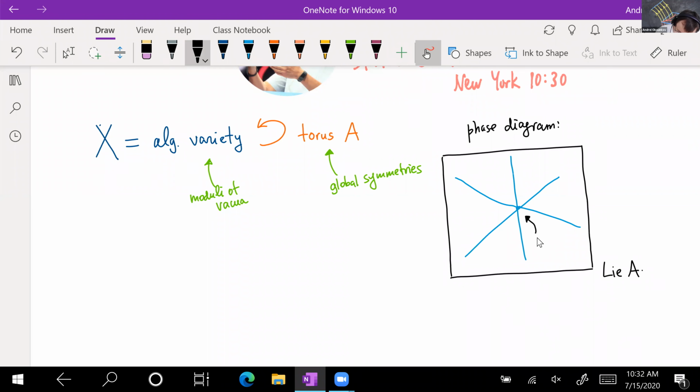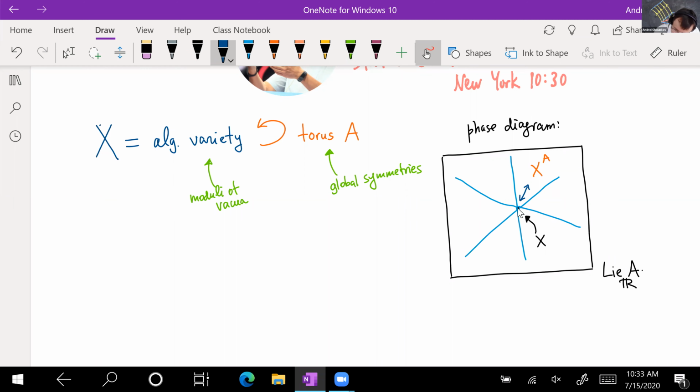The fixed locus of 0 is just X itself. If you take a generic point, you get the fixed locus of a torus. This was taken in the real version of the Lie algebra of A. If we want an interface between this phase and that phase, some kind of interface here, I'll just draw it in green.